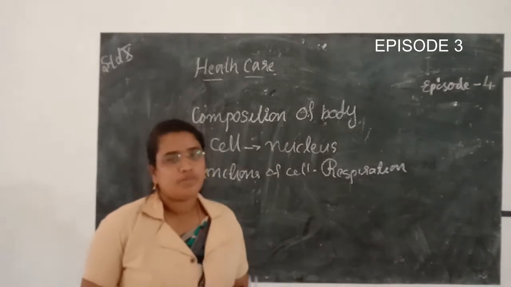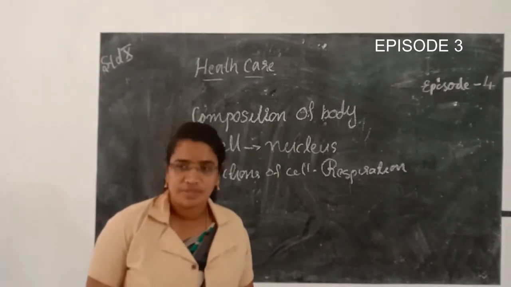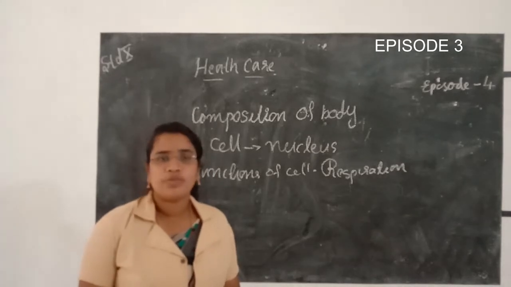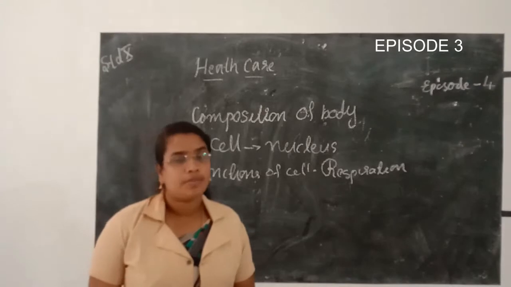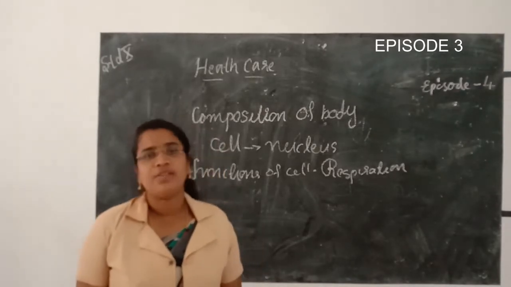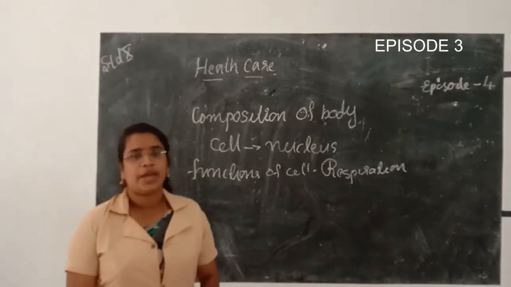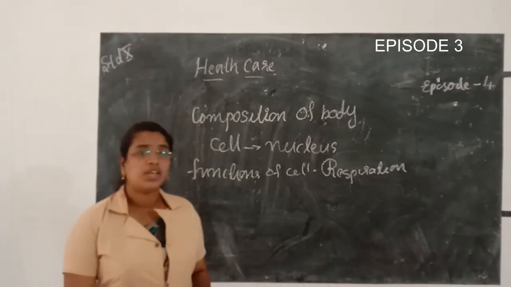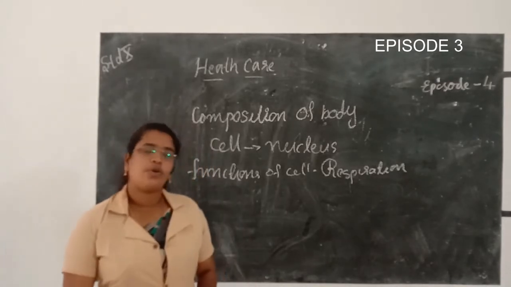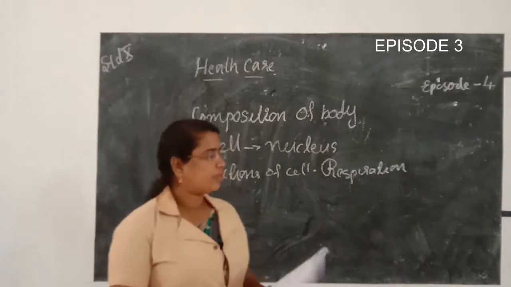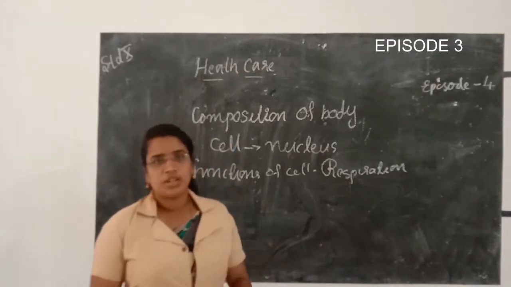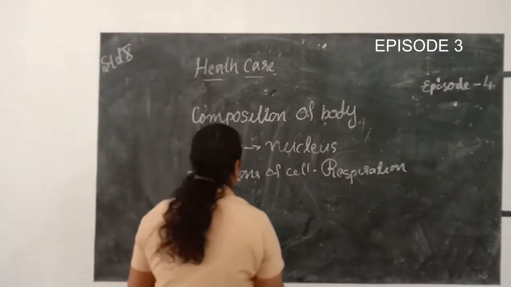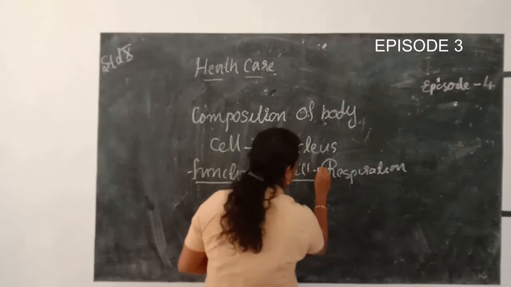Every cell receives oxygen from the bloodstream, and there will be a waste product. Yes, that is carbon dioxide. So every cell receives oxygen from the bloodstream and releases carbon dioxide due to the activities that happen in the cell. The first function of the cell is respiration. Is it clear? Then ingestion and assimilation.